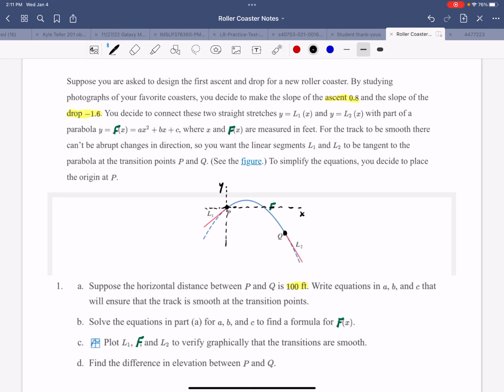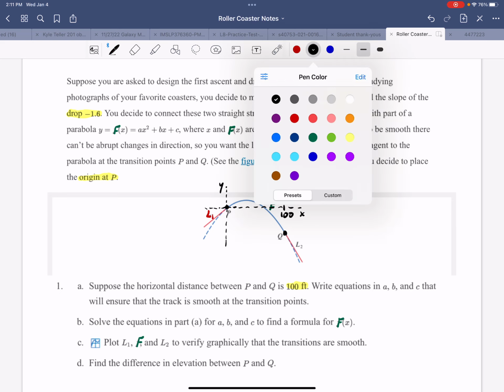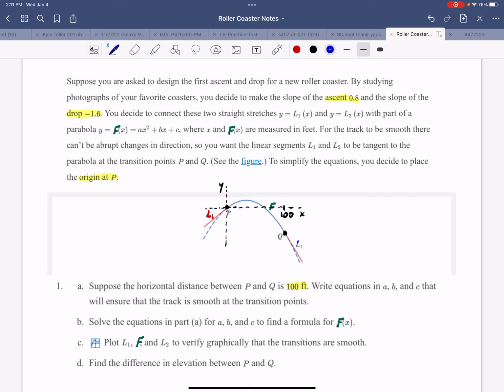P is the origin. They mention this. And they also mention that Q is 100 feet away. So we have that. And I'm just going to write over L1 in red ink. F was green. And L2 is going to be blue, just for the ease of notation.